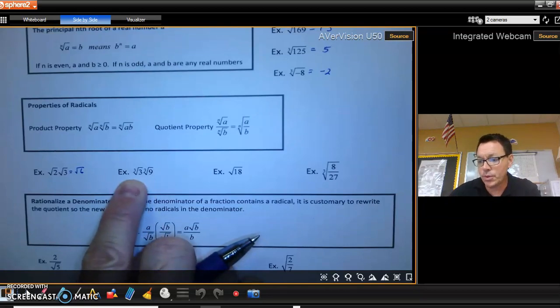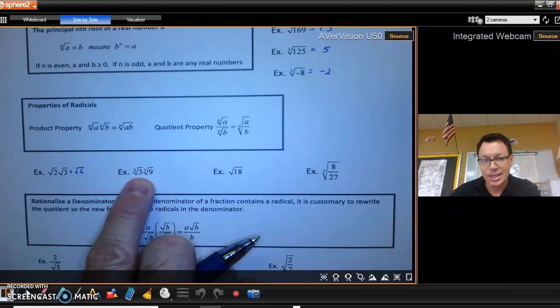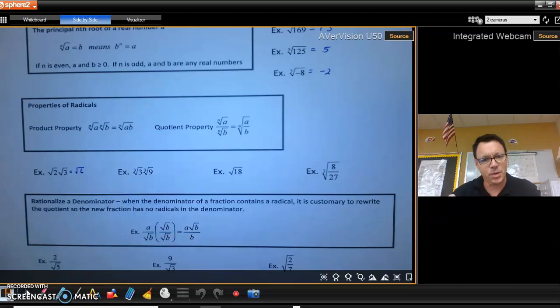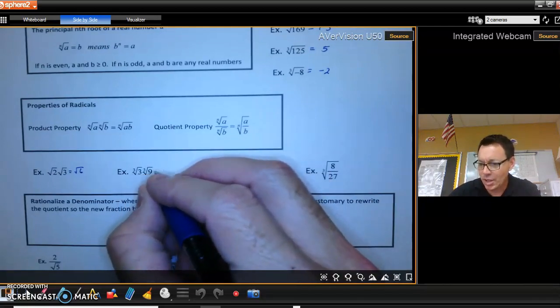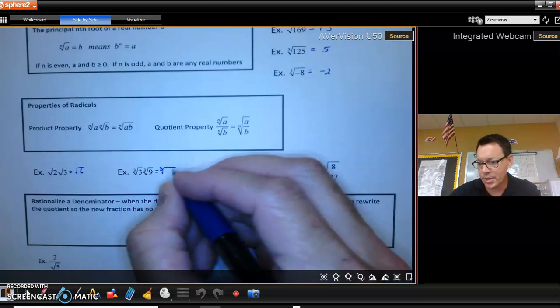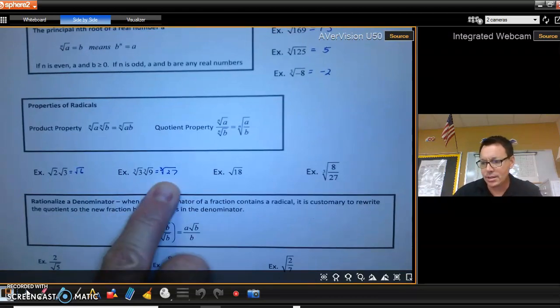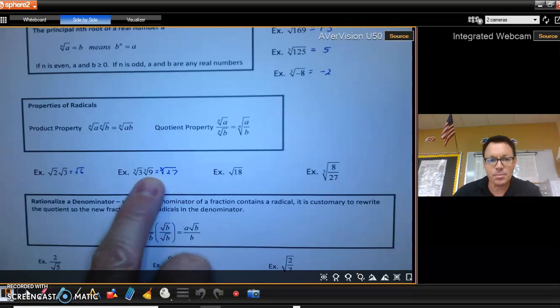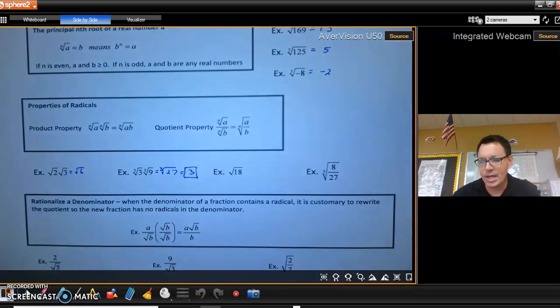If I have the cube root of 3 times the cube root of 9, because those indices, that's probably the right word, are the same, then you can go ahead and multiply those together, and you can get the cube root of, well, 3 times 9 is 27. Now, when you do that, you want to stop and check and see if that happens to simplify. So in this case, 27 is a perfect cube. The cube root of 27 is 3, so you would want to go ahead and get that as an answer.